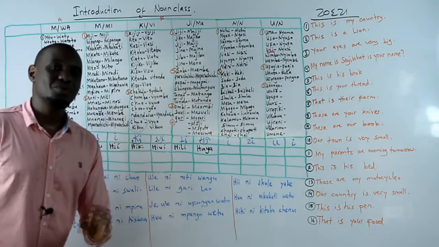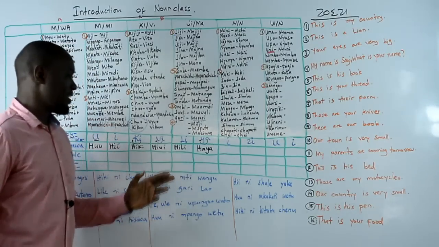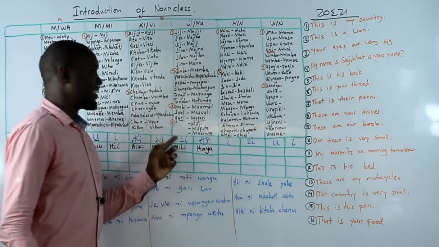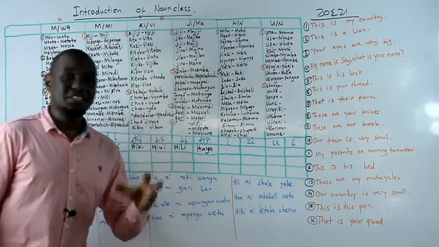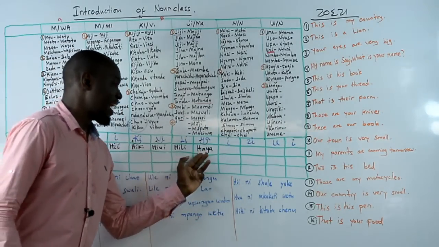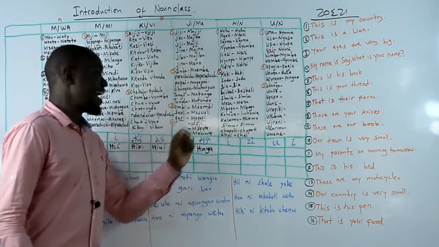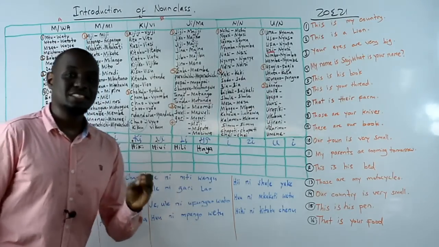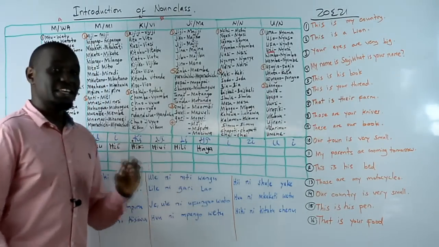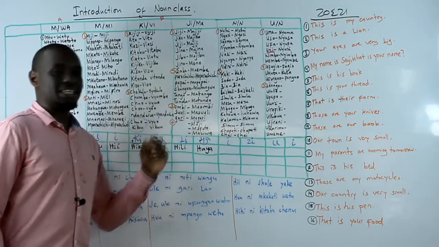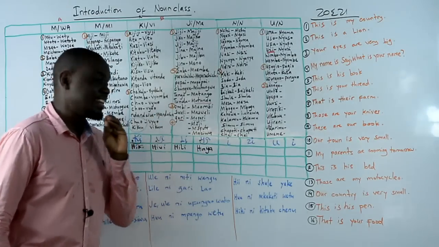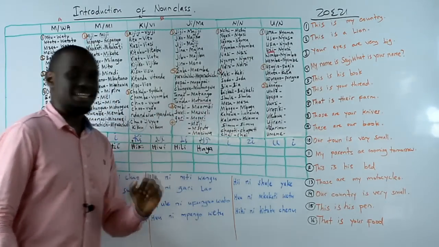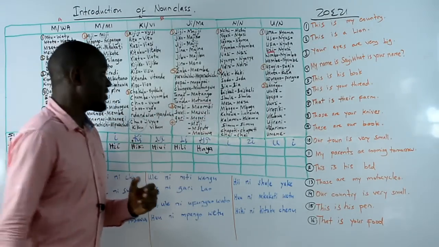So now, how do you say this is a car? Will be hili ni gari. These are cars. Will be haya ni magari. So how do you say this is a question? Will be hili ni swali. These are questions. Will be haya ni maswali. You see that?